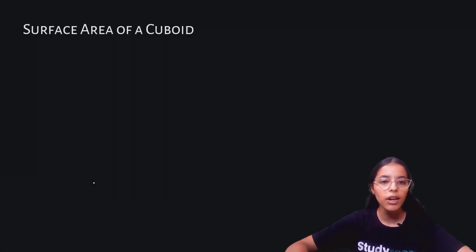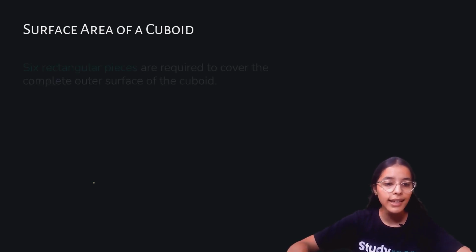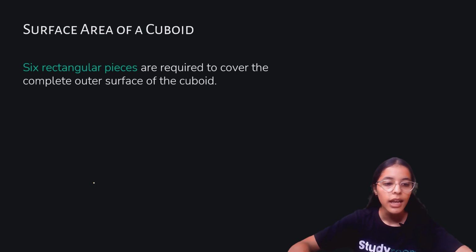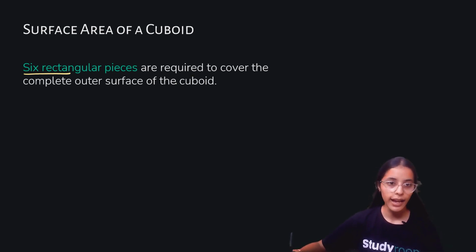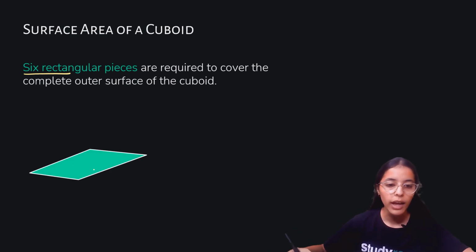Now, surface area of a cuboid. Let us see how to find out the surface area. But first, let us see how many rectangles we would need if we want to cover a cuboid. Even though the answer is already given that 6 rectangular pieces are required, let us visualize it so that you get a better understanding. So first, we would need a rectangular piece to cover the bottom of the bundle. So now we have got a rectangular piece to cover the bottom.